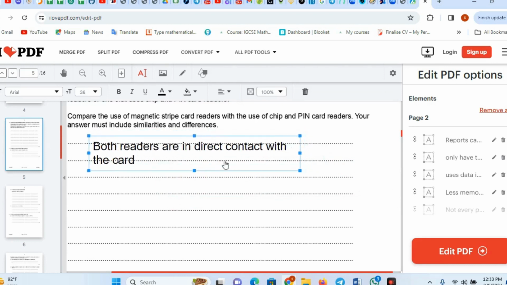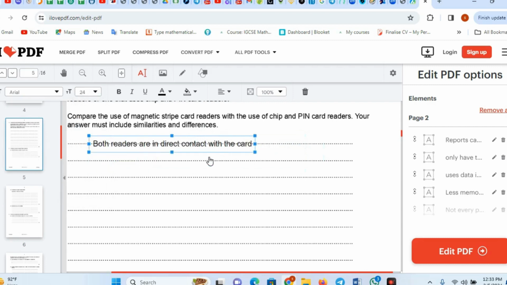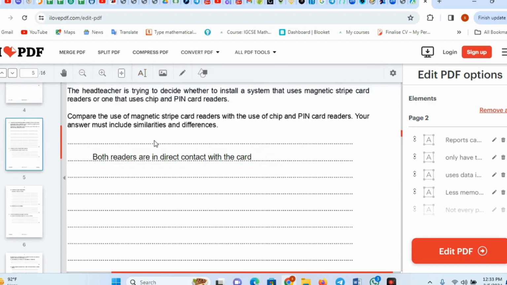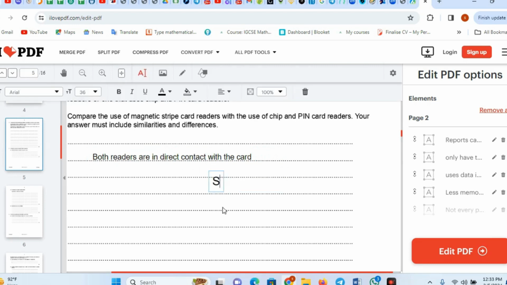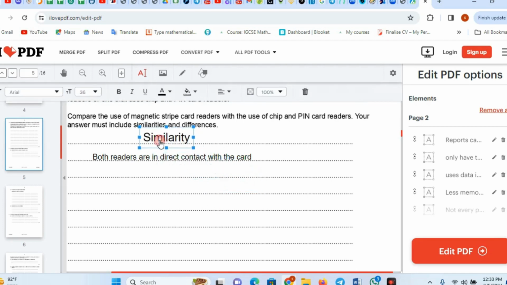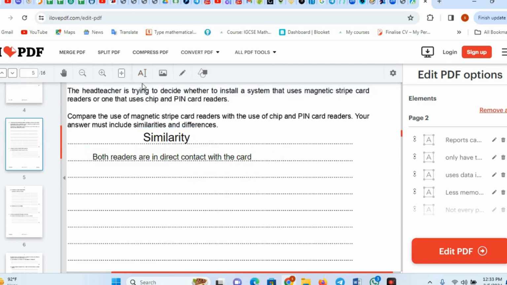Okay. Let's put similarities on top so that we know which one we are doing, so that when we get to differences, we won't mix them up. So I say similarities is what we have first. I will say similarity, anyone that you use. So I put it up here. Similarity: both readers are in direct contact with the card.